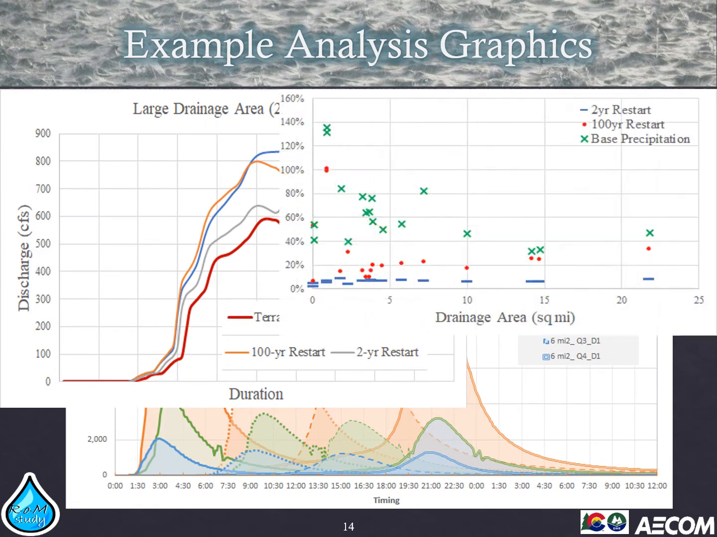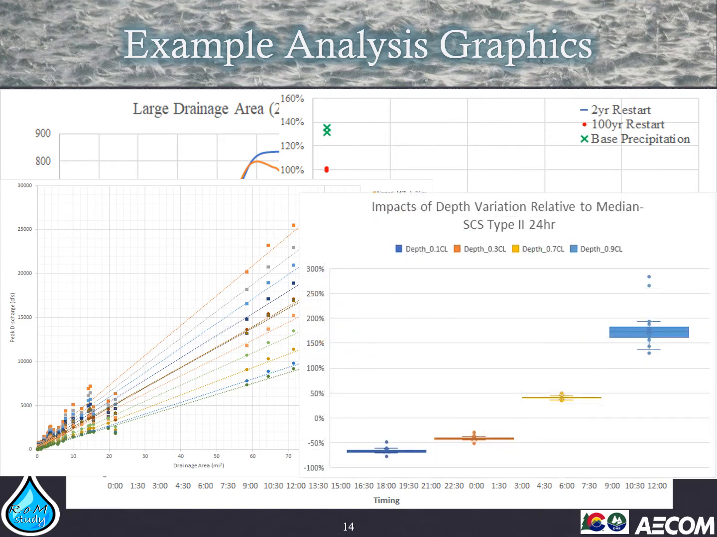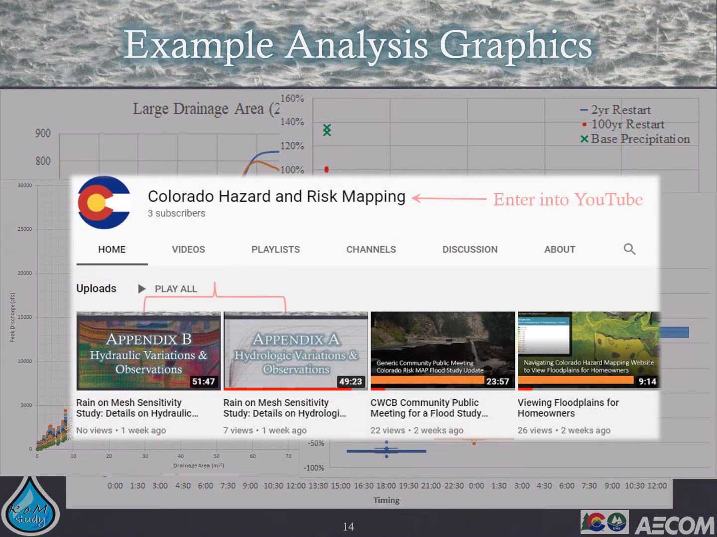Peaks were also plotted by drainage area across scatter plots to test different hydraulic and hydrologic variations. And then we also aggregated them across all connections to see their spread or distribution, such as shown in this whisker plot here. Now, Appendices A and B dive into the data with narrations on each of the slides, and they can be found on our YouTube channel.